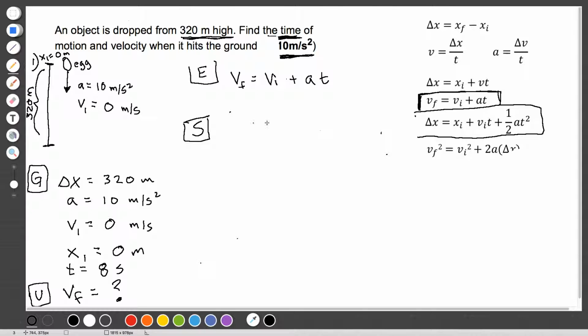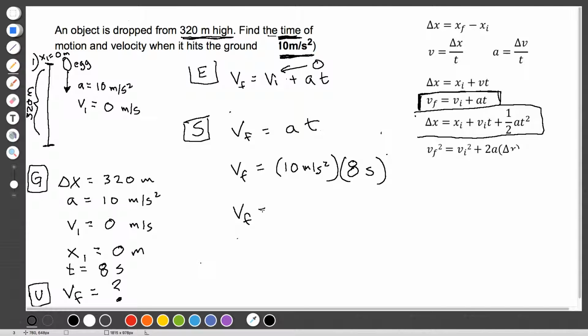And we don't need to rearrange it. We do need to remember that the initial velocity is 0. So final velocity is equal to acceleration times time. And so let's just go ahead and substitute in our acceleration, which is 10 meters per second squared, and our time, which is 8 seconds, and our final velocity is 80 meters per second. And that is our solution.